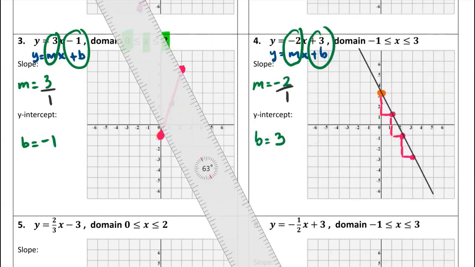Alright, now we're going to see the restriction to chop it up. X between -1 and 3. So at -1 on x, we're going to cut it right here. And then we cut it at 3. X is 3.